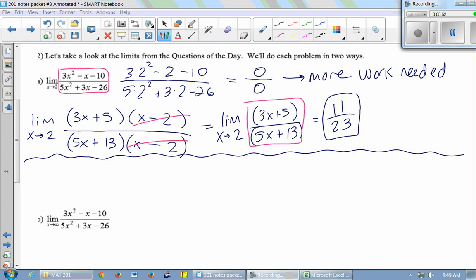Or they could hit some kind of balance, right? The top and the bottom could be going at such a rate that they balance each other out at some constant, 11 over 23. So you can get anything. When you have 0 over 0, you could get 0, you could get infinity, you could get a constant. And the reason you get what you get has to do with the rate at which the numerator goes to 0 and the rate at which the denominator goes to 0. And what mathematical tool do we have to measure rate?